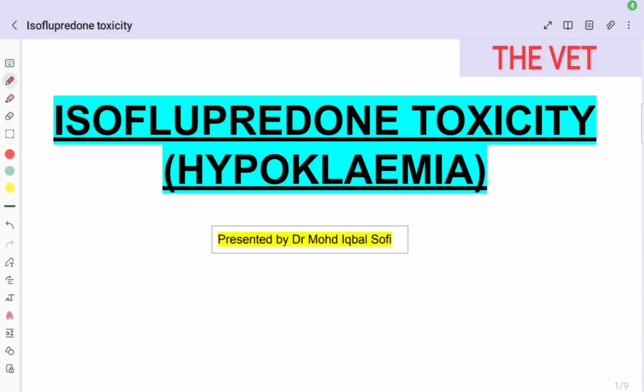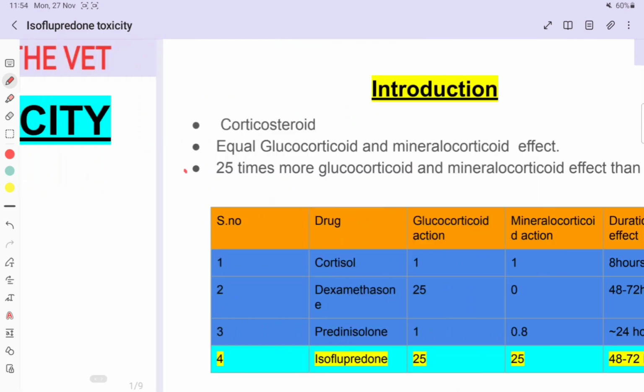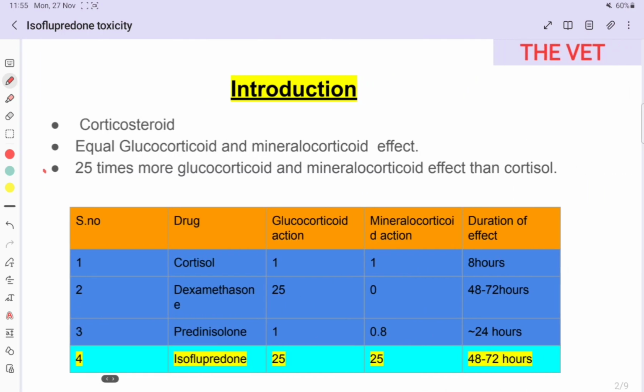Hello everyone. Today we will discuss isoflupredone toxicity and hypokalemia. We all know that isoflupredone is a corticosteroid. It's a synthetic corticosteroid, and it has equal glucocorticoid and mineralocorticoid effect, and they are 25 times more than that of cortisol. Cortisol is a natural corticosteroid. Dexamethasone, prednisone, and isoflupredone are synthetic corticosteroids.